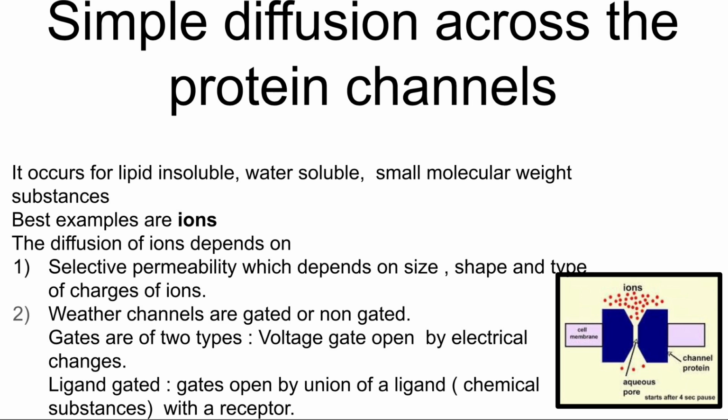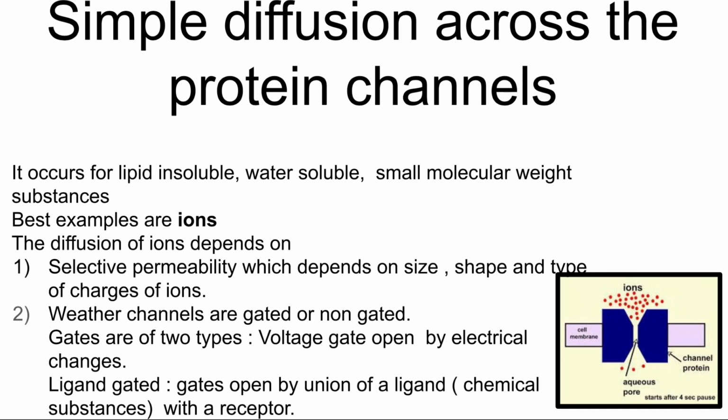Lipid-insoluble substances are unable to diffuse through the lipid bilayer. They can diffuse through the protein channels which are filled with water, provided they have small molecular weight and they are water soluble. So, diffusion across the protein channels occurs for lipid insoluble, water soluble, and small molecular weight substances. As the area of protein channels is 1/100 the area of lipid bilayer, this type of diffusion is much slower. The best examples are ions.